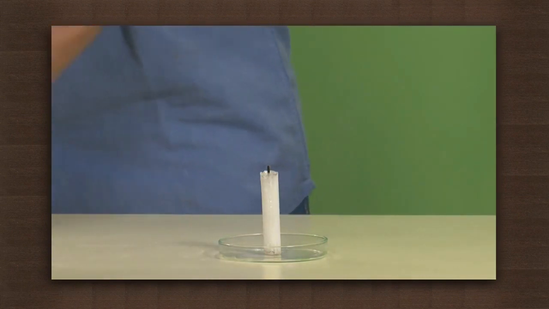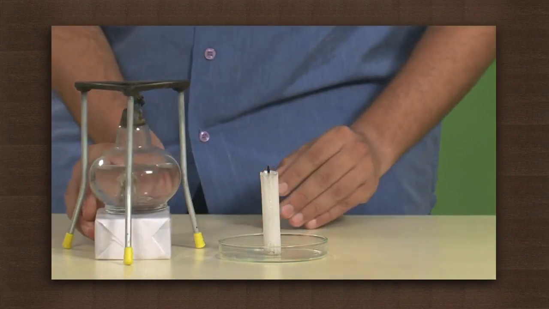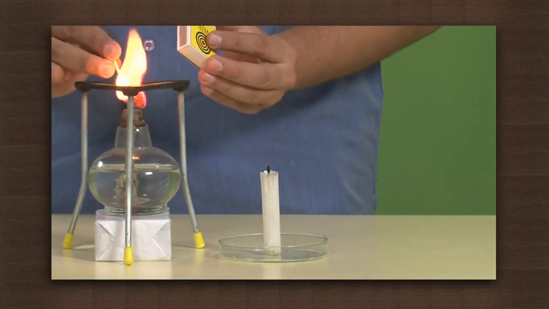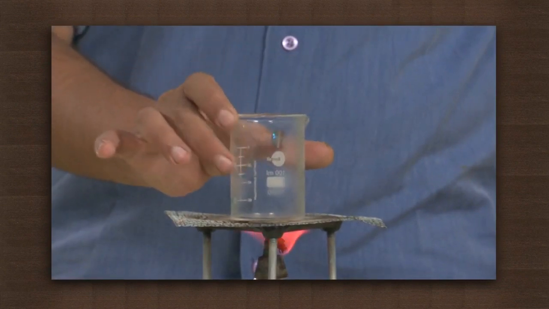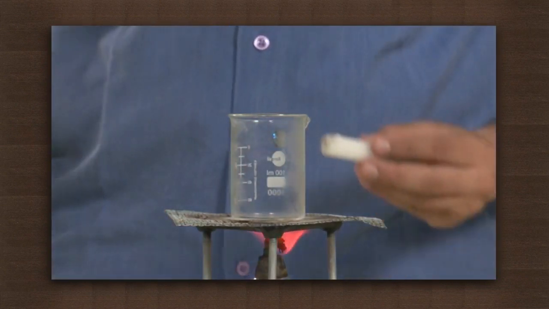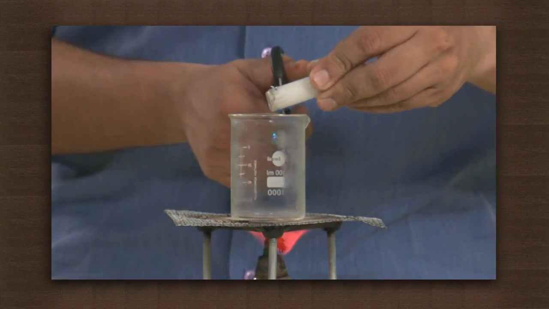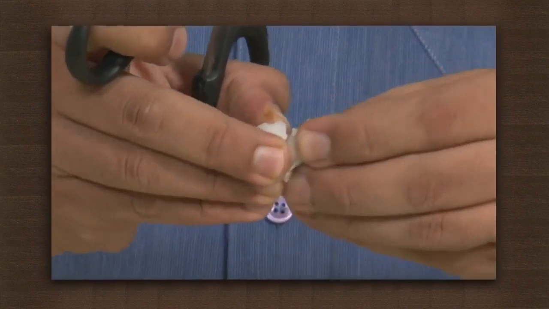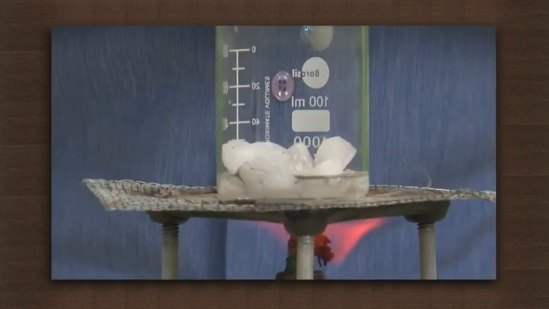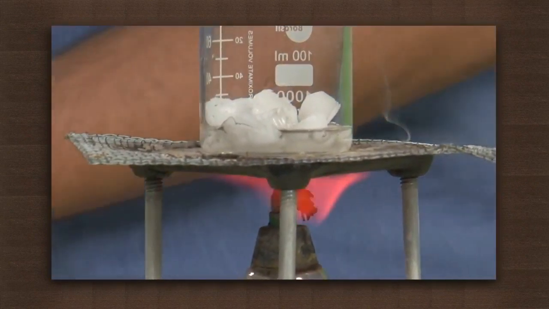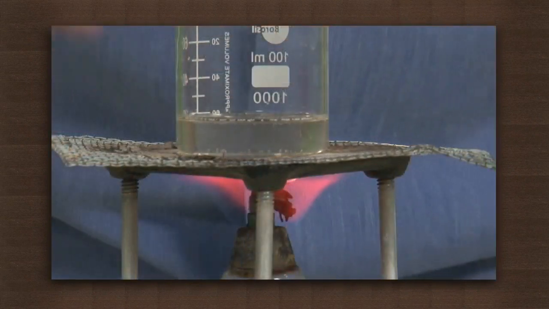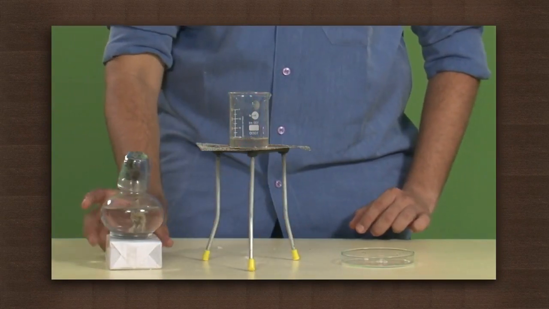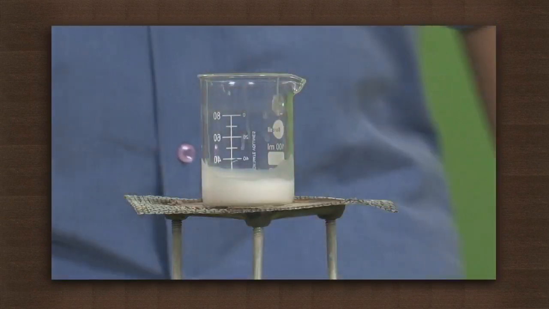Now take a spirit lamp, light it, put a beaker, chop some wax off the candle and heat. Remove the spirit lamp and let it be for a few minutes. You will see that the wax has regained its original shape.